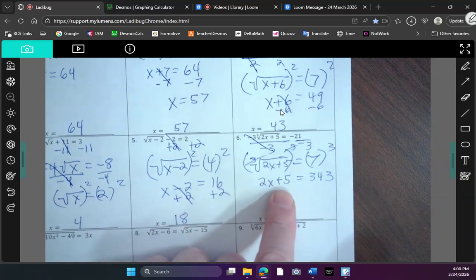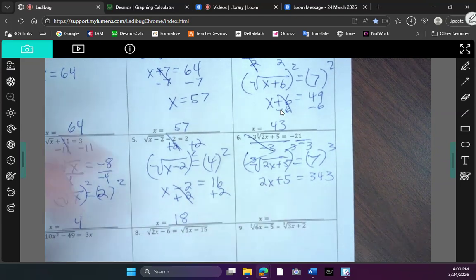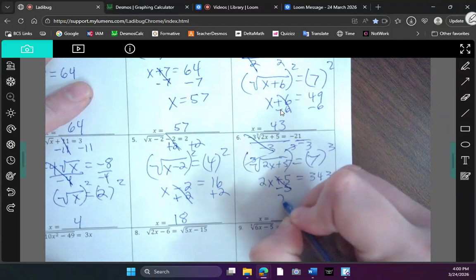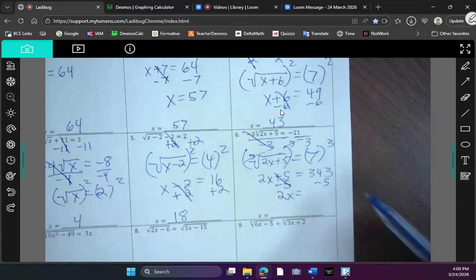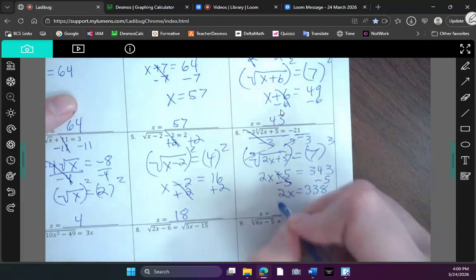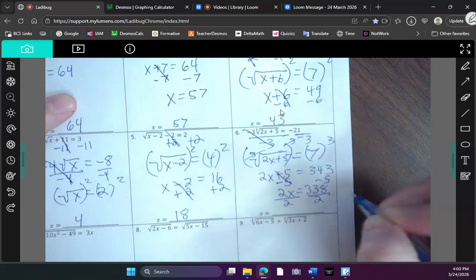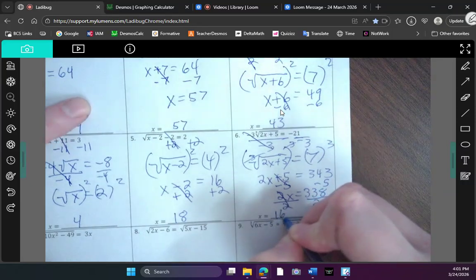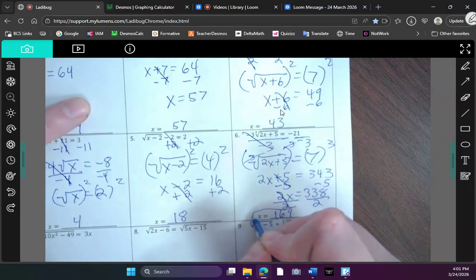Now we do the order of operations backwards again. We deal with addition and subtraction and then multiplication. So we're going to subtract 5. 2x equals, what is that going to be? 338 divided by 2. And what is that? 169, I believe. 338 divided by 2. I am using a calculator off screen, but I was correct. It is 169.